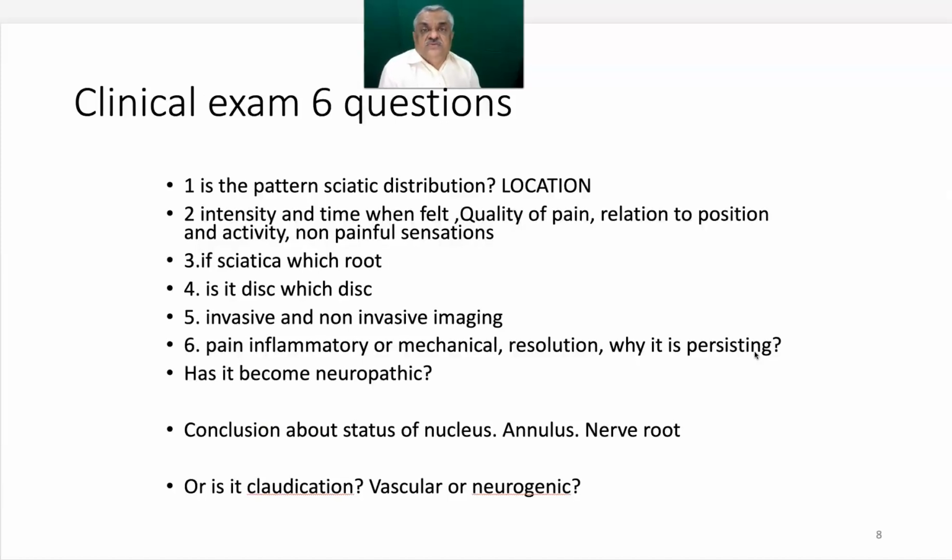Again, we would highlight these 6 questions, which are very simple to remember in our basic examination. Is the pain which the patient is talking about along the sciatic nerve, that is the location of the pain? What is the intensity and time when it is felt? What is the quality of pain and relation to sitting, standing, walking and lying down? And what are the non-painful sensations, that is paresthesias, burning, etc.